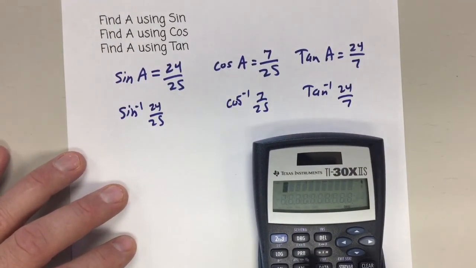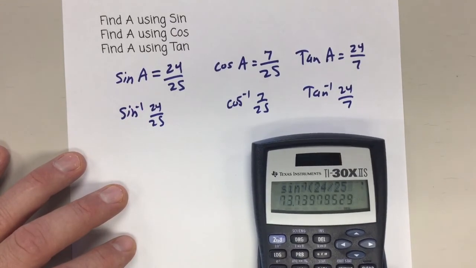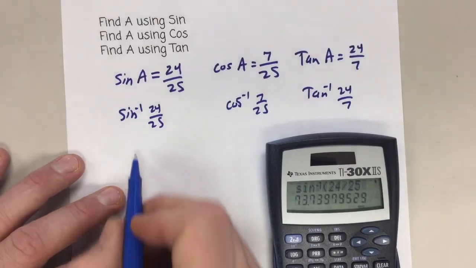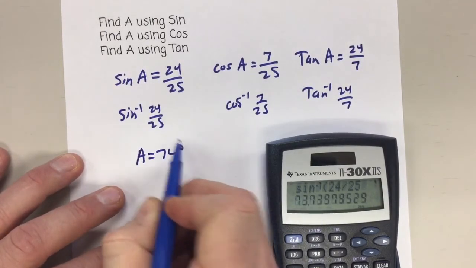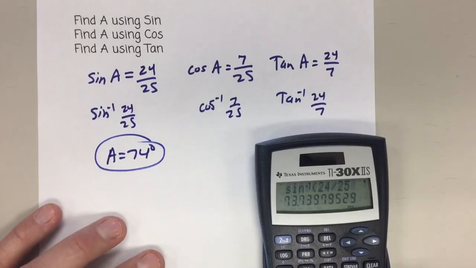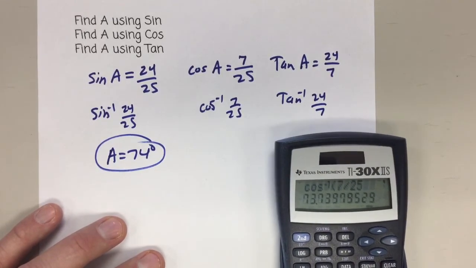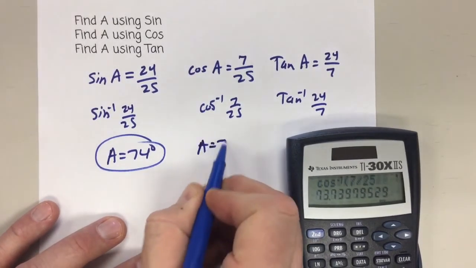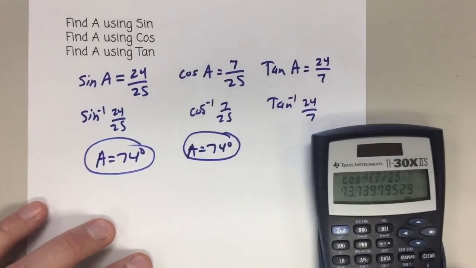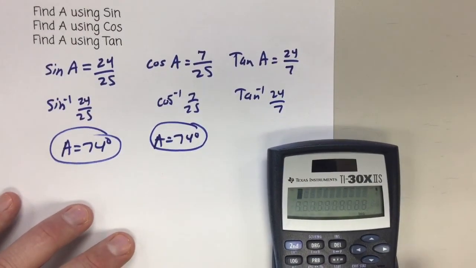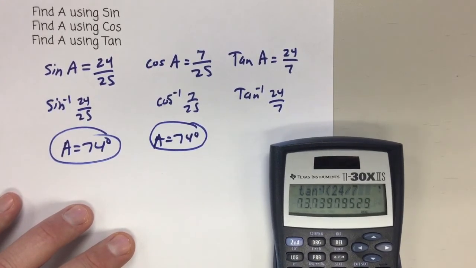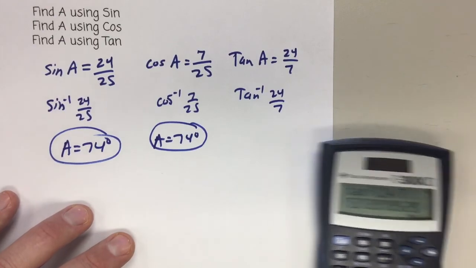So first I'll do sine. So inverse sine, 24 divided by 25. According to that, the angle is 73.7, which we can round to 74. Using cosine, I would do second cosine, but this time I'm doing 7 divided by 25. I get 73.7, which is basically 74. And using tangent, I'd go tangent of 24 divided by 7. I get 73.7, which is 74.